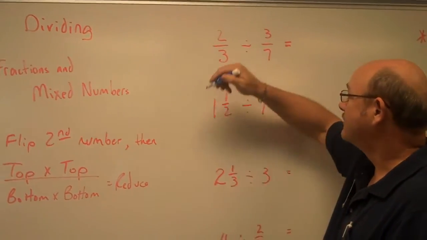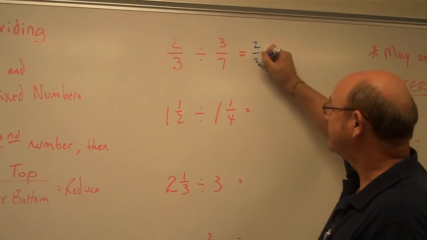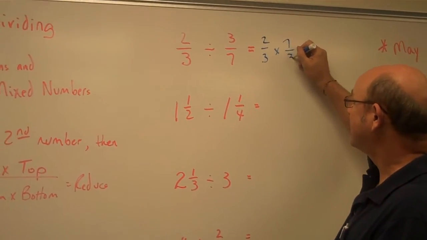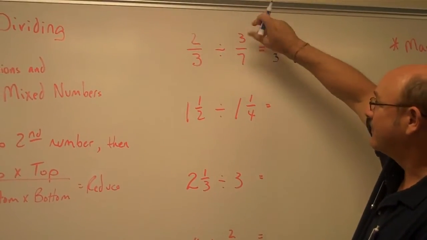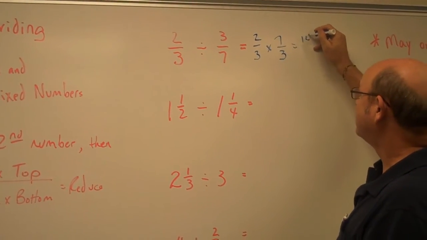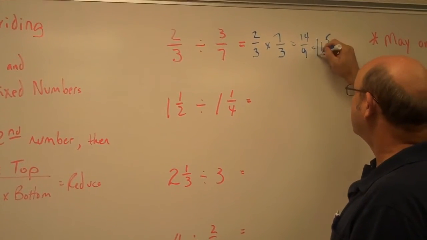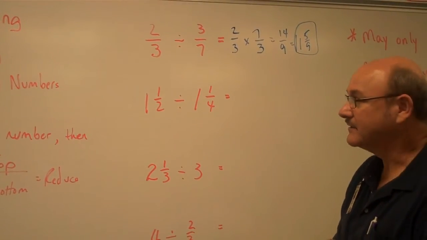Let's look at an example. 2/3 divided by 3/7. That would be the same as 2/3 times 7/3. We're inverting or flipping the second number. Now it's top times top, bottom times bottom, and reduce it. That would be our answer, 1 5/9.